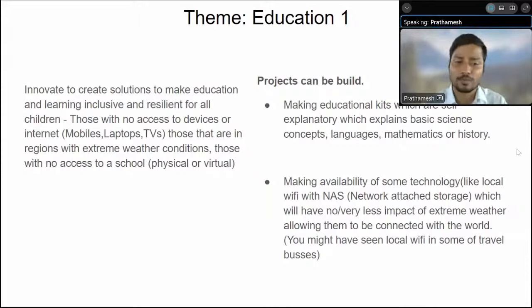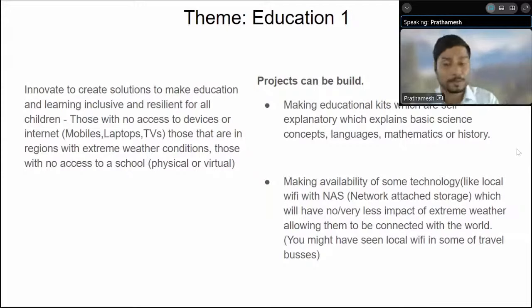You can write a note for them: this is useful for understanding these types of science. Okay, making educational kits which are self-explanatory and explain basic science concepts. You can explain languages, mathematics or history. Anything. You have to build some project which explains some science or some educational thing, like language, mathematics or history. This is a challenge for you given by AIM. You have to work on this challenge, and you can find different projects for it.